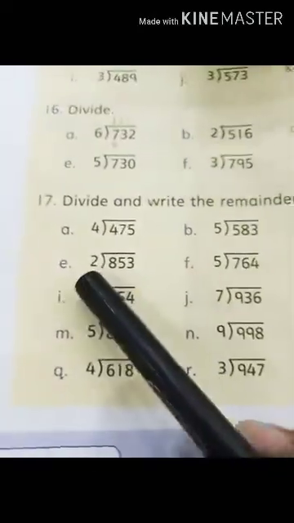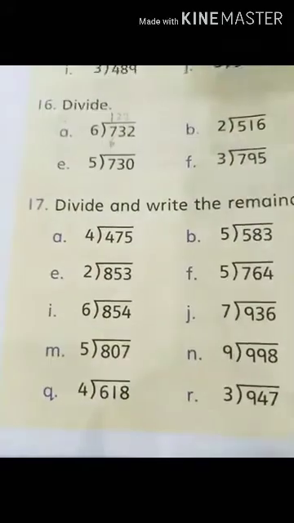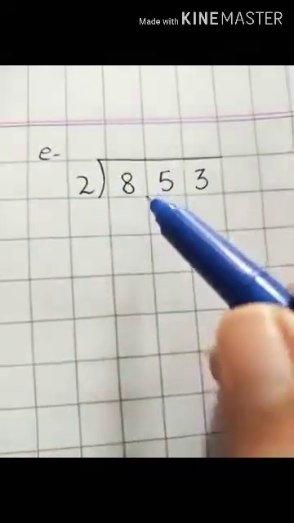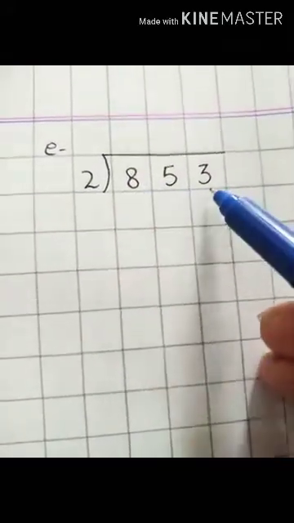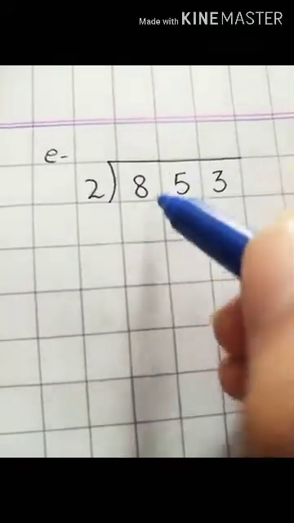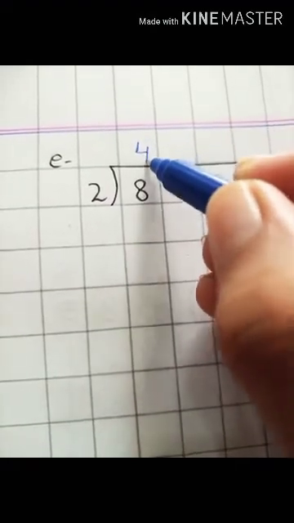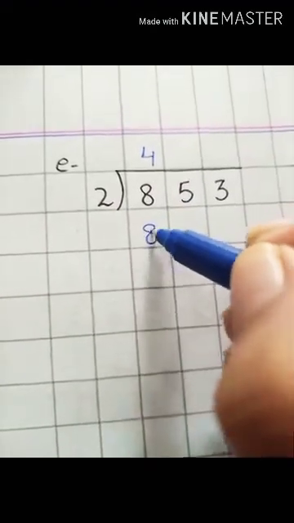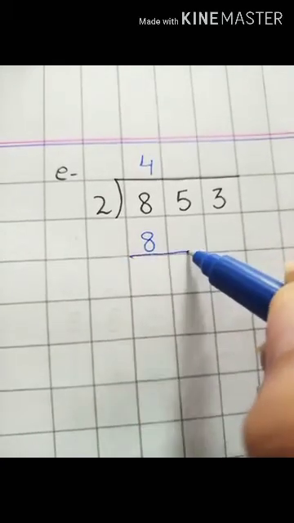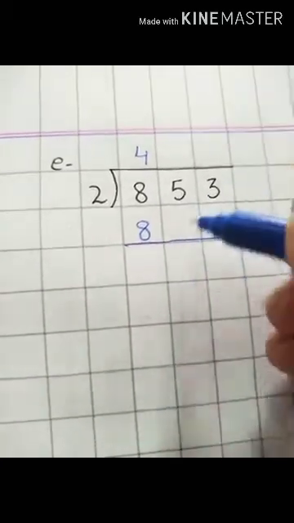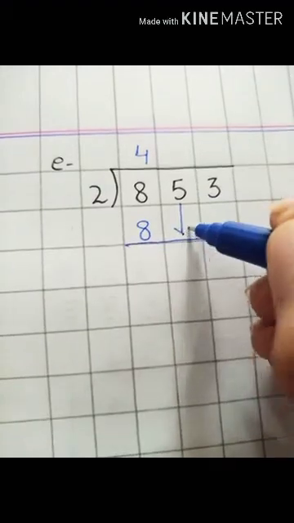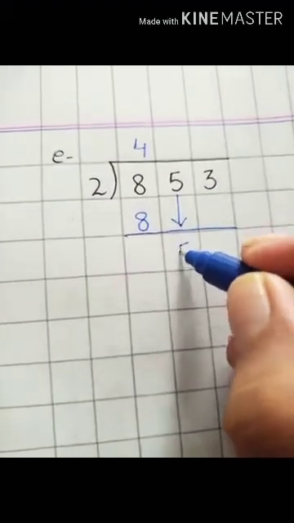So students, let's start with our part E. Part E, in which we are going to divide 853 by the divisor 2. Let's divide it. Read the table of 2 till we get the number 8. Yes, 2 4s are 8. Next step is subtraction. We are going to subtract it. 8 minus 8 is 0. So we will bring this 5 down here.